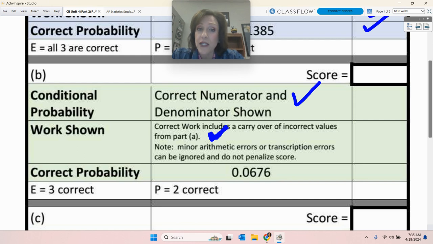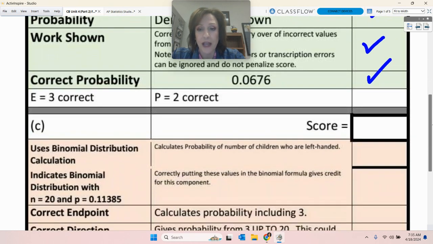All right. Notice that they did say in this grading guideline that if there were minor arithmetic errors or a transcription error, like when you carried it from part A to part B, if you just flipped a number or something, then that was ignored without penalization. Okay. And so then you got the correct answer of 0.0676. So if you got all three of those correct, you got an E. If you just showed the answer without work, you have a partial, okay?